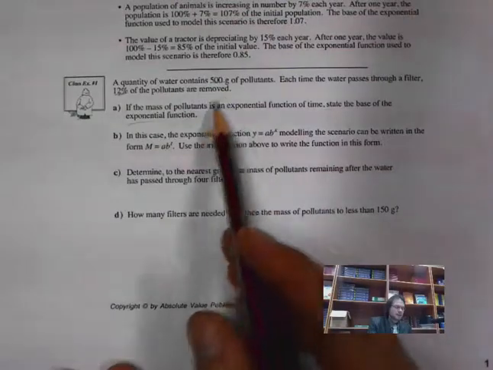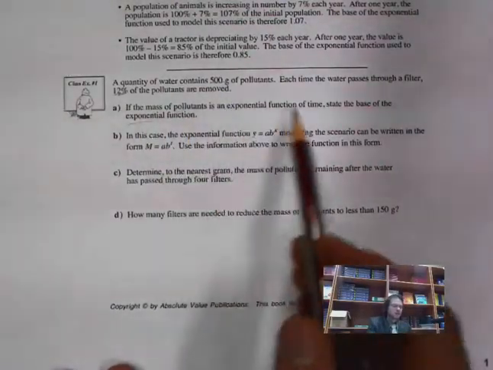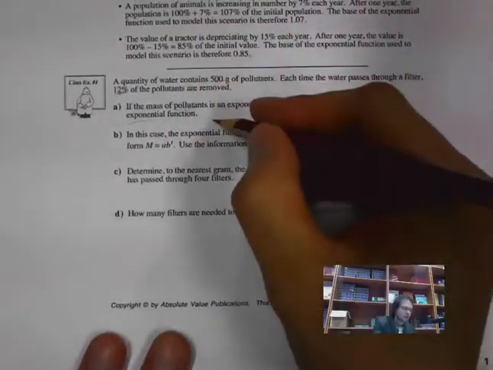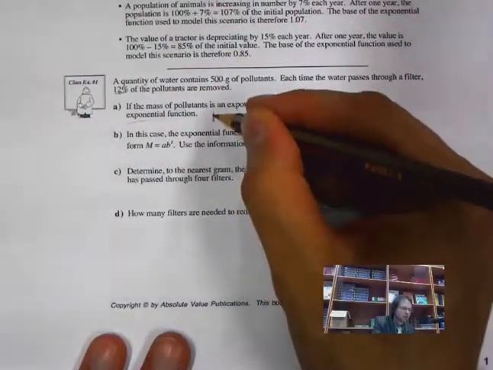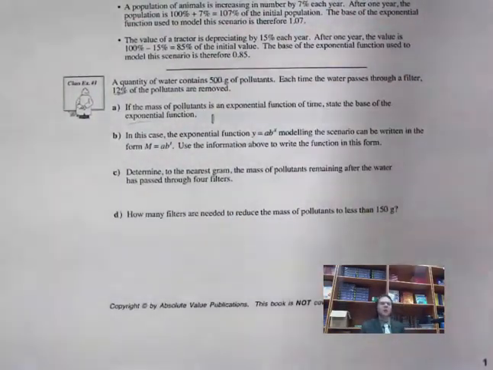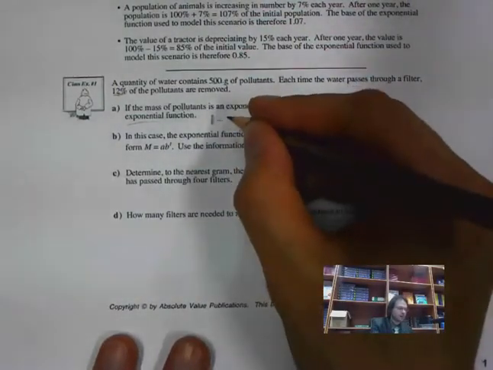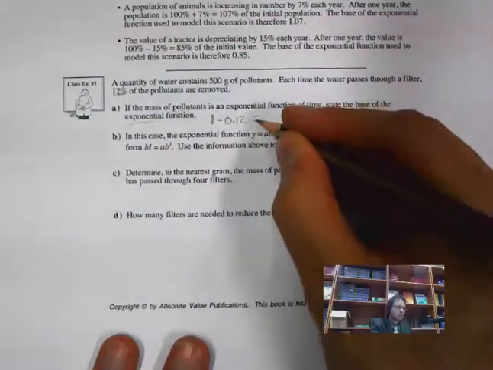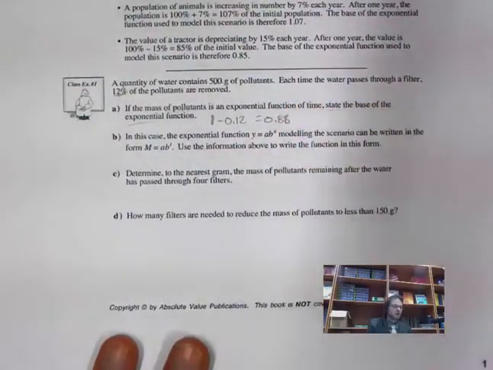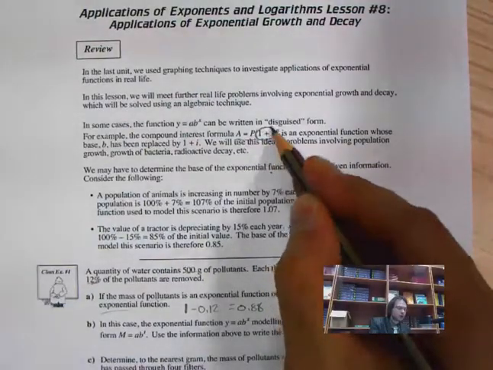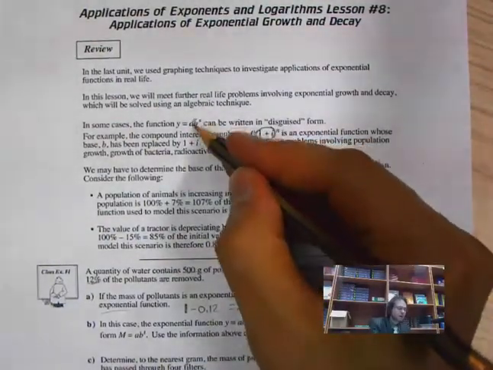Well, so the mass of the pollutants is the exponential function. State the base. Well, we're always starting with 100%, which is 1, right? Our initial is always 100%. And what happens? We're decreasing every time by 12%, which is equal to 0.88. So my base is essentially this part right here.